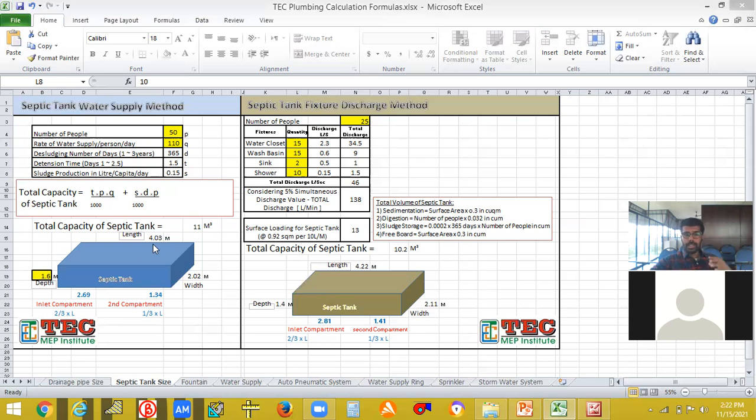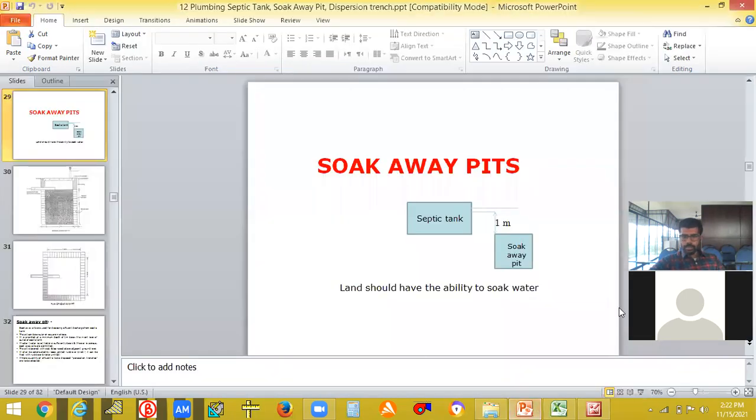A soak pit is a pit where the wastewater, other than the soil waste or the waste coming from the septic tank, will be captured and stored. Septic tank in the sense the waste coming from the water closet. Except that, all other water can be captured and stored in the soak pit. Okay. So today we are going to deal with the soak pit only.